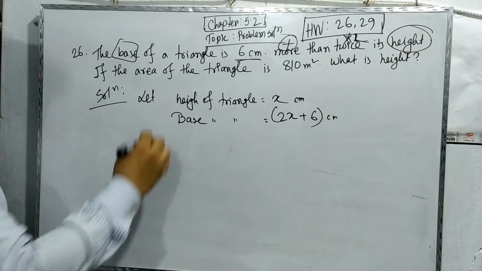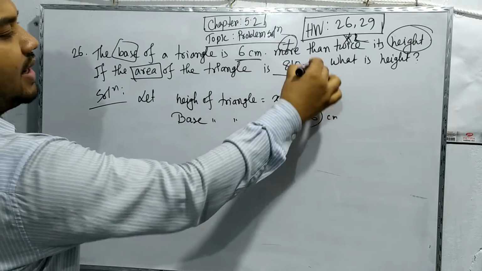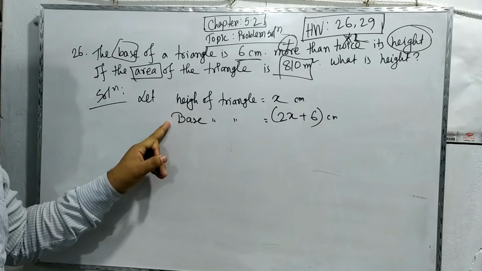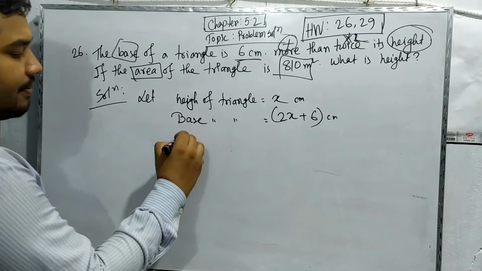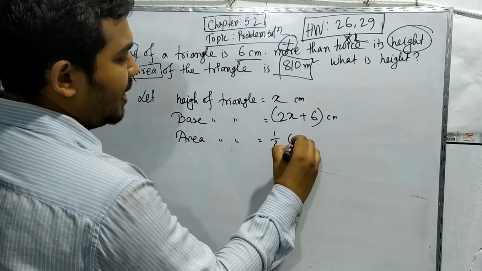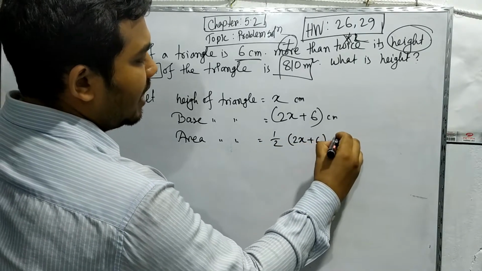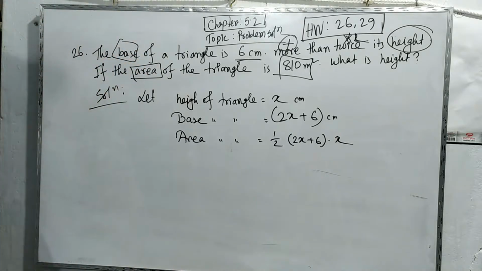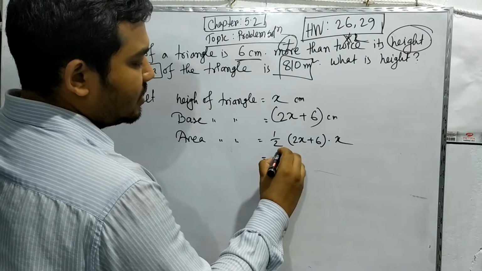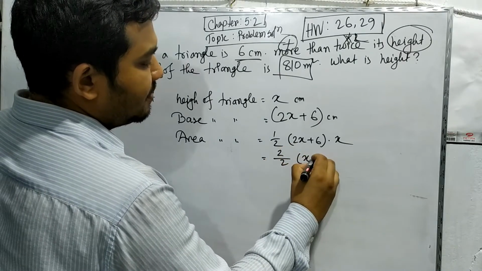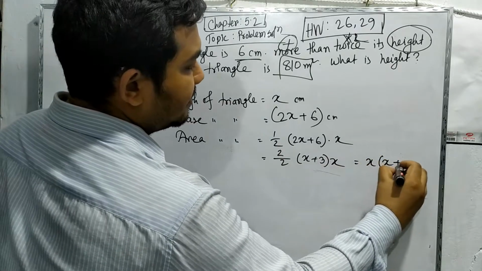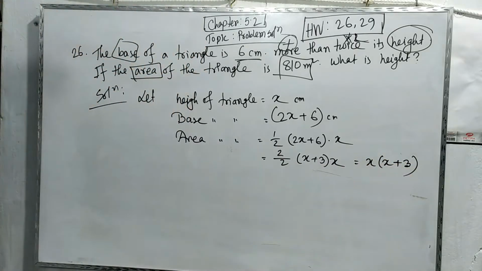Here the area of the triangle is given as 810. If we know the height and base, what will be the area? Area of triangle will be half into base into height. So we can take it easy: 1/2 into (2x plus 6) into x, so it can be written as x into (x plus 3).